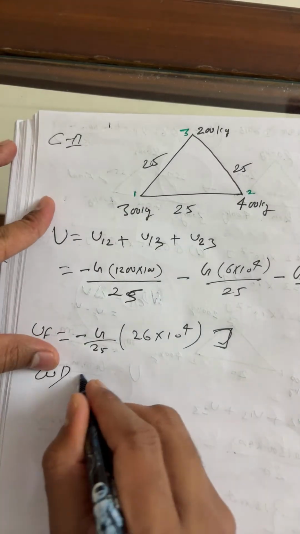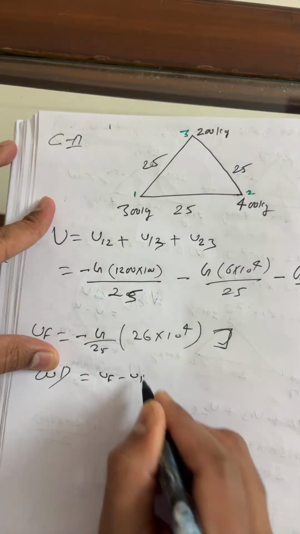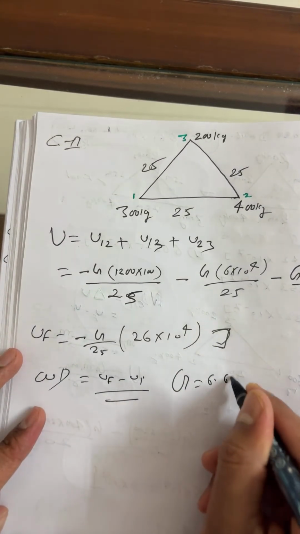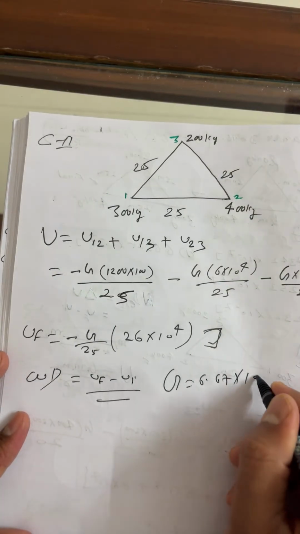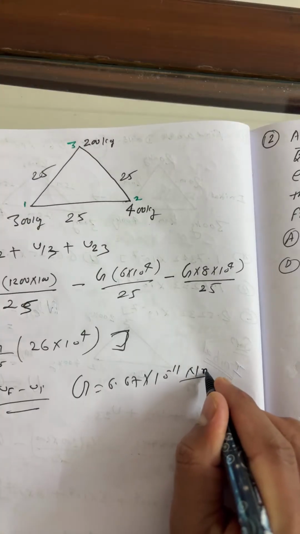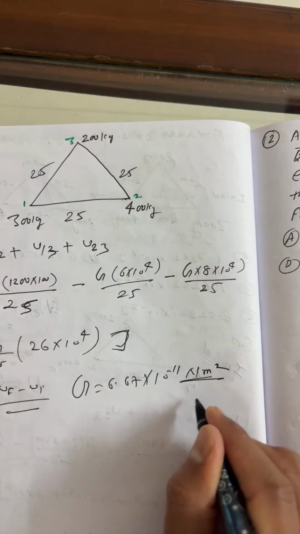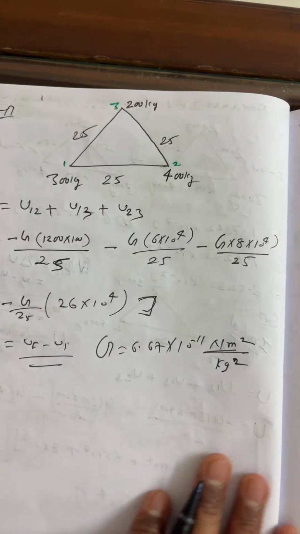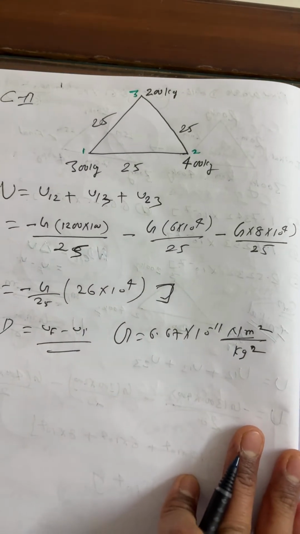Work done is what, my dear? This is U final minus U initial. What is G mentioned in the question here? 6.67 into 10 to the power minus 11 Newton meter square per kilogram square. Right. So further you can solve, my dear, you will get the answer of this question.